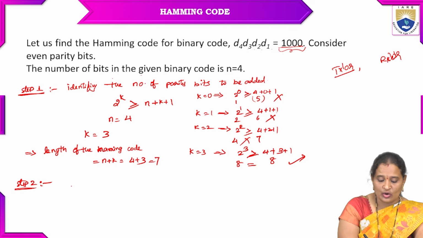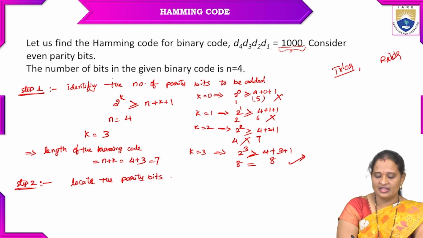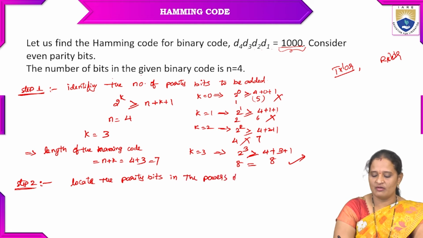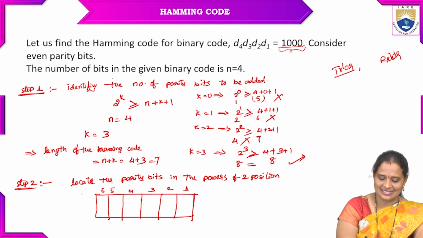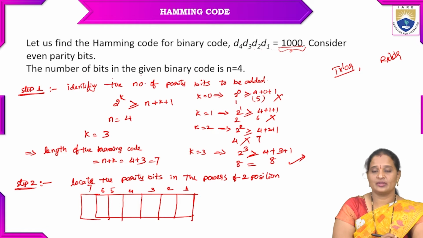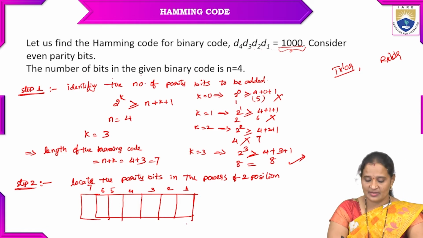Step 2: locate the parity bits in the powers of 2 positions. Okay, first of all, how many bit code is it? The resulting Hamming code will have 7 bits: 1, 2, 3, 4, 5, 6 and 7. Okay, so can 1 be represented as a power of 2?